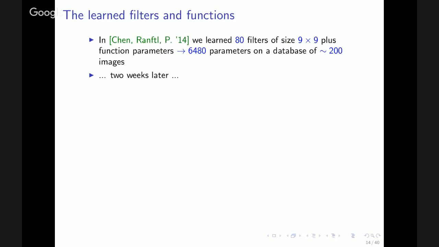Okay, so in a paper together with Eugene and René, we set up different problems, and in one of the problems, we learned 80 filters of size 9 × 9, and plus the function parameters were in total 6,480 parameters. And we used a database of 200 training images. And this took 2 weeks.